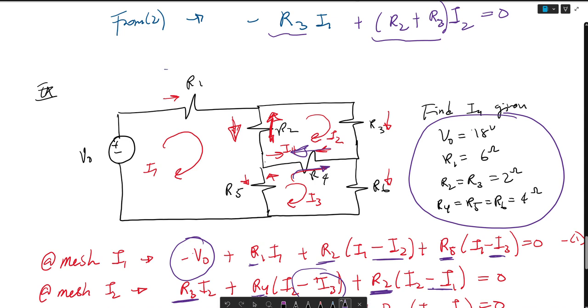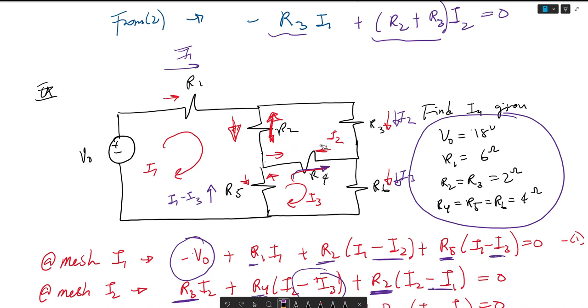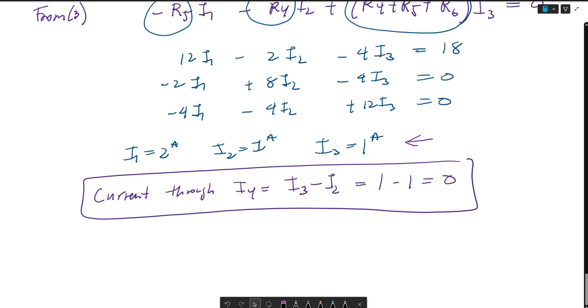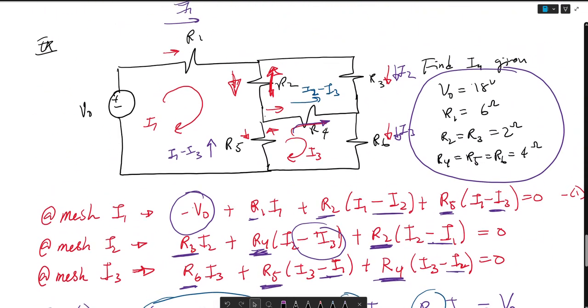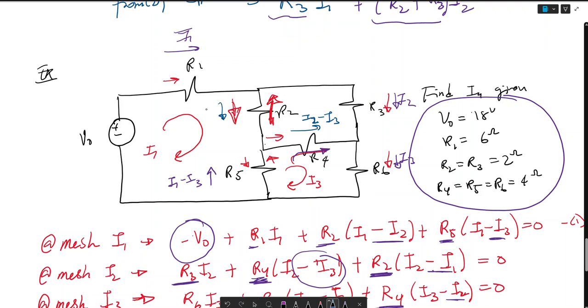We know that the current through R1 is just I1. The current through here is I2. The current through here is I3. The current through here is I1 minus I3. The current through here, let me erase some stuff, is I2 minus I3, which is what we just did down here. And the current through here is I1 minus I2.